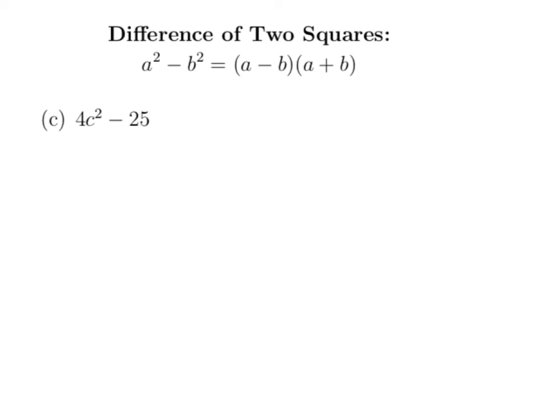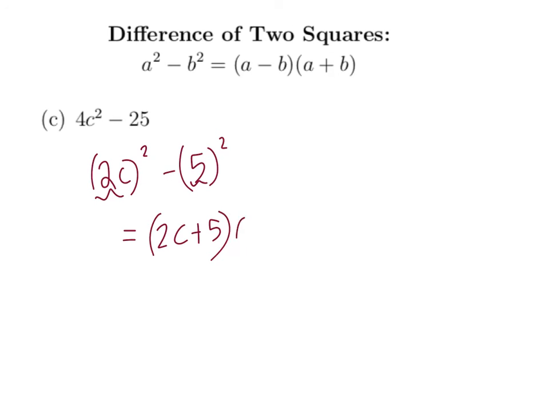This last problem, do the same thing again. 4 is a perfect square, 25 is a perfect square. I can do this. So this I can rewrite as 2c squared minus 5 squared. From there, I know it's going to be 2c plus 5, 2c minus 5. So you'll notice that this is so much easier than solving using the normal way of factoring, or quadratic formula, or even solving algebraically normally by solving for c.